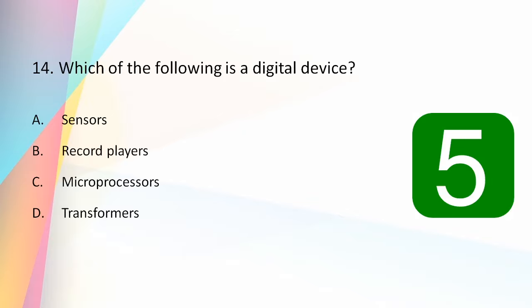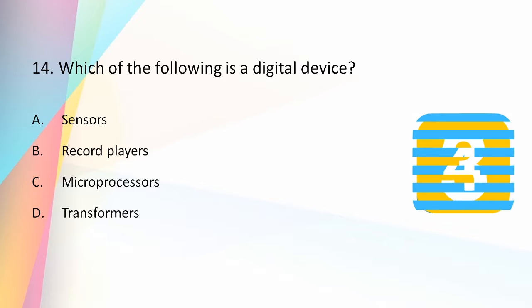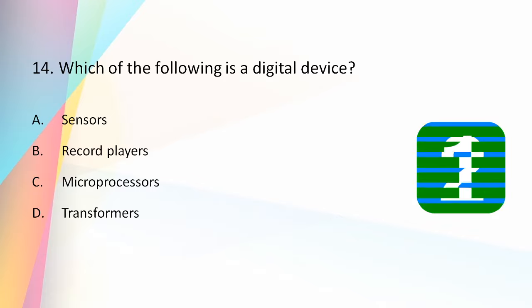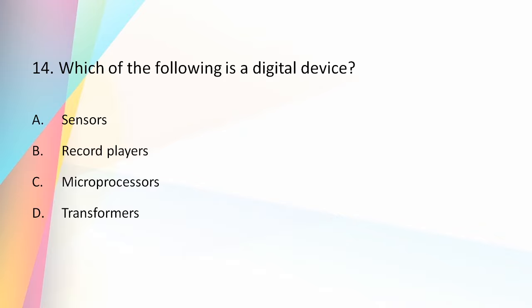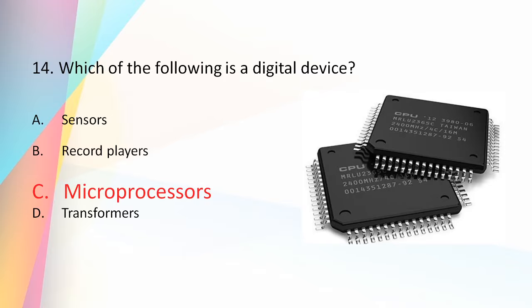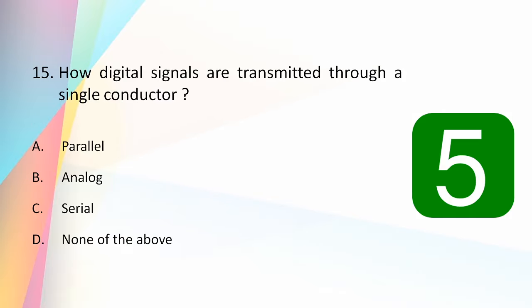Which of the following is a digital device? Sensors, record players, microprocessors, transformers. And here you go. And the answer is microprocessors. So these microprocessors are multi-purpose programmable device that accept digital data as input and process them according to the instructions stored in the memory and provides a result or output to the digital device.